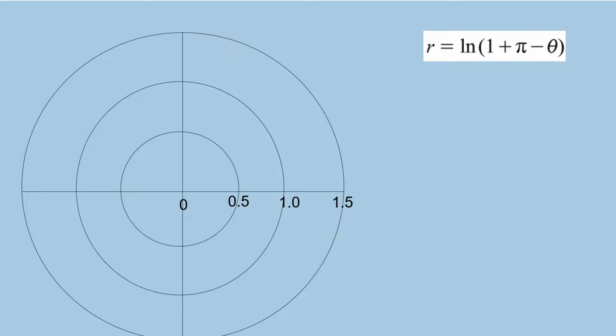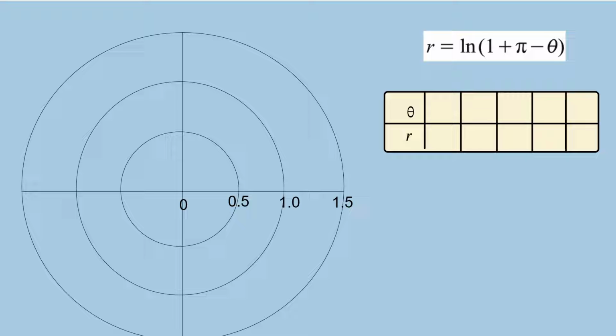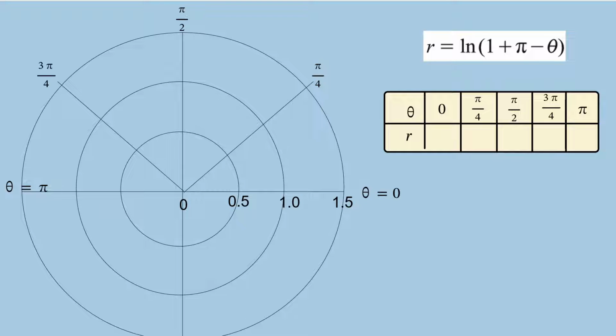We are going to make use of a table of values, and I am going to have intervals within the range 0 to pi, which are intervals of size a quarter pi. So it's 0, a quarter pi, half pi, 3/4 pi, up to pi. I'll have those values in the table, and I'm going to substitute each one of these values into the equation r is equal to ln of 1 plus pi minus theta.